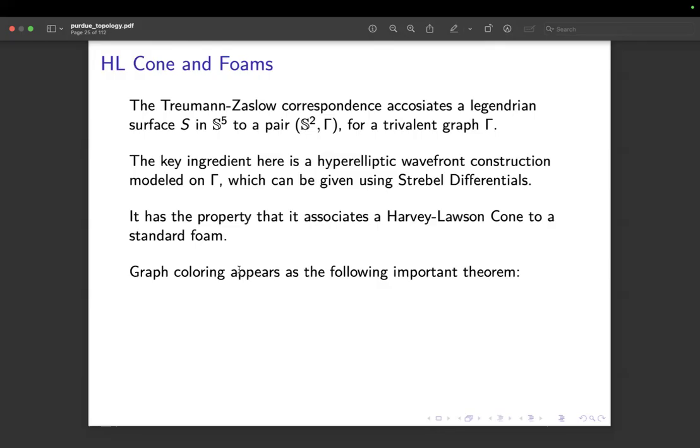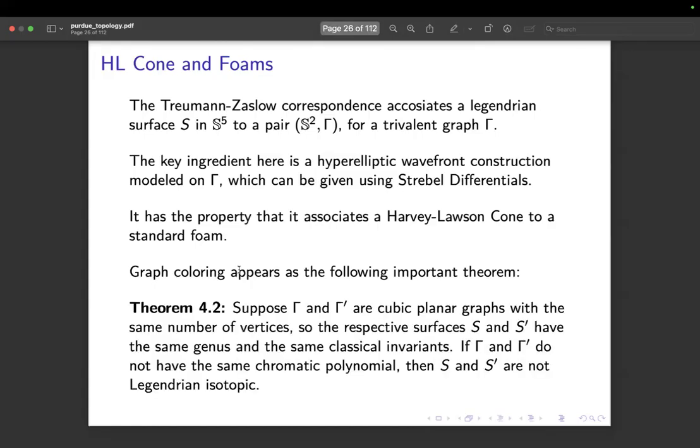Now, what's more important for us is that graph coloring appears in the following important theorem, which says that suppose you have two cubic planar graphs which have the same number of vertices, and the Legendrian surfaces that get associated to them, S and S prime, have the same genus and the same classical invariant, but if they have different chromatic polynomials, then the surfaces are not Legendrian isotopic.